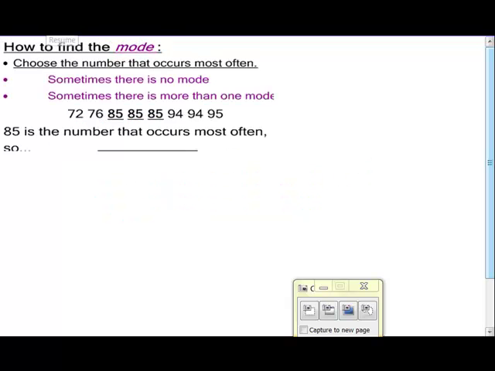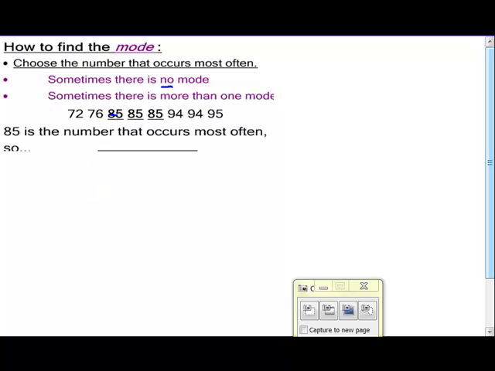The fourth measure of central tendency is called the mode. The mode is the number that occurs most often. There's a couple things you need to know. Sometimes there is no mode.